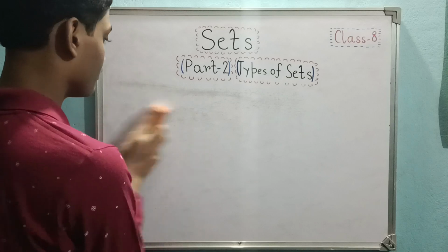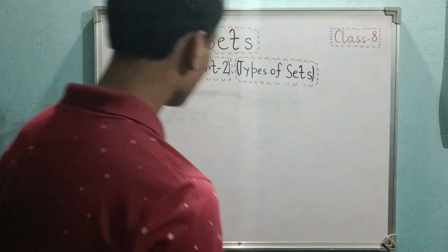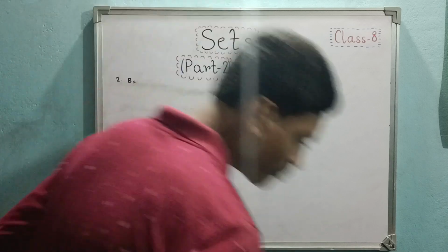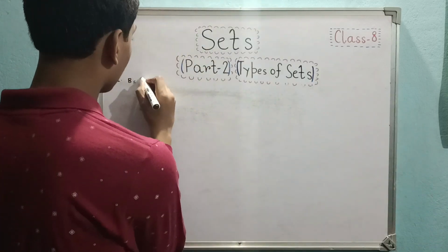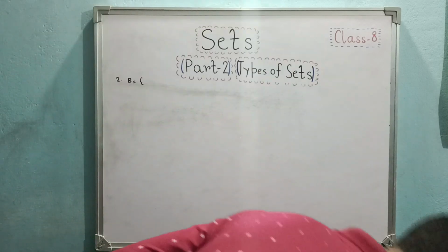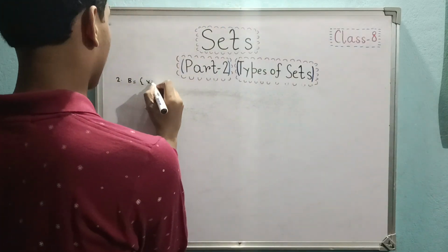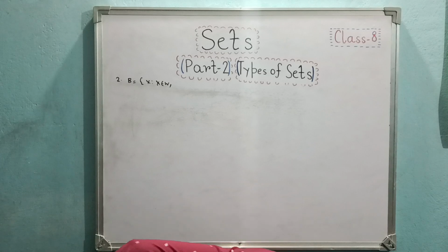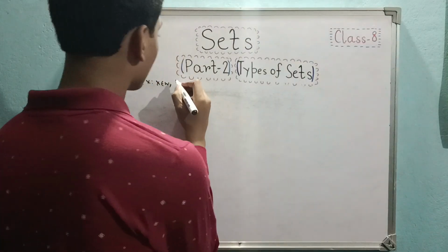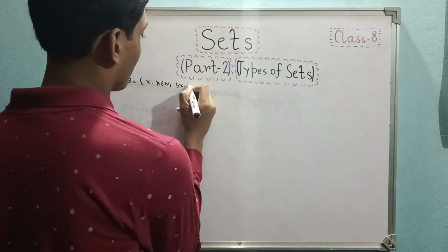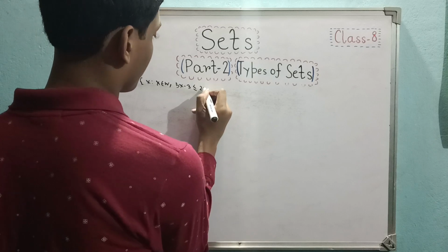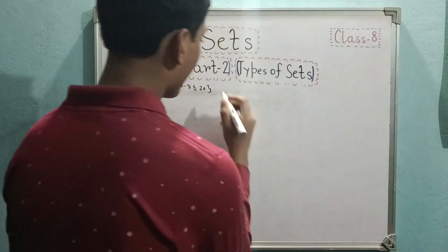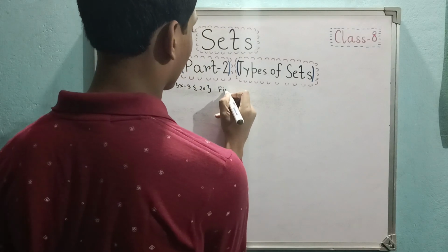Let's see. Question 2 now. Another set we have, it is given the name B. B equal to x such that x belongs to whole numbers, comma, 5x minus 3 less than or equal to 20. Alright. Is this a finite or infinite set? We have to find this.